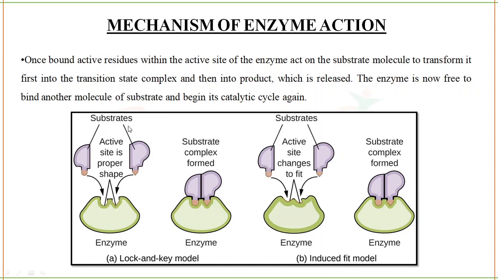There are two very famous models for explaining the mechanism of enzyme action. One is the lock and key model, the other one is the induced fit model. In the lock and key model, enzyme and substrate are like a lock and a key, which means a perfect fit. The enzyme is in a proper shape, and the substrate which is complementary to that will come and bind, and it is a perfect fit. After that, the enzyme substrate complex will be formed, product will be formed, and it will be removed. So this is what the lock and key model says, where the enzyme is very rigid.